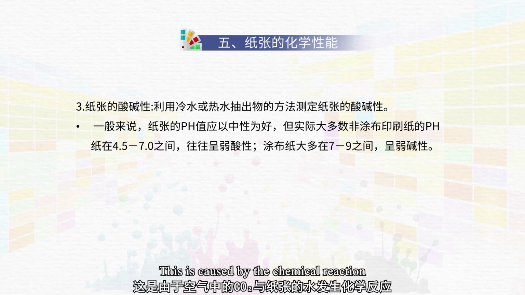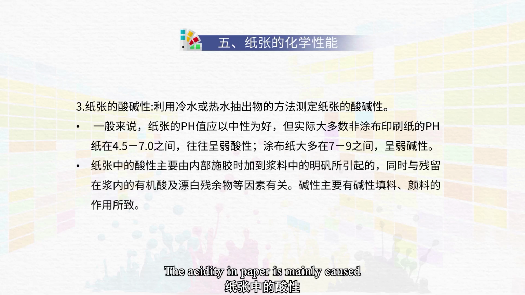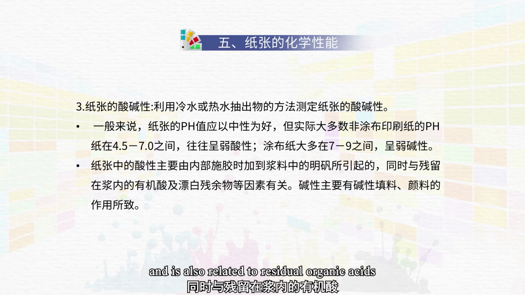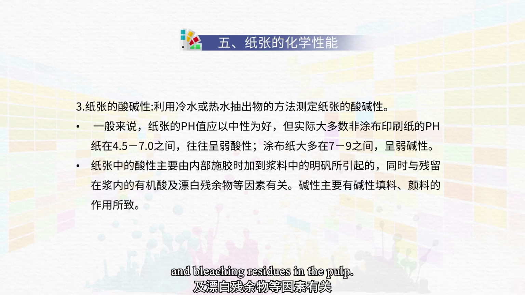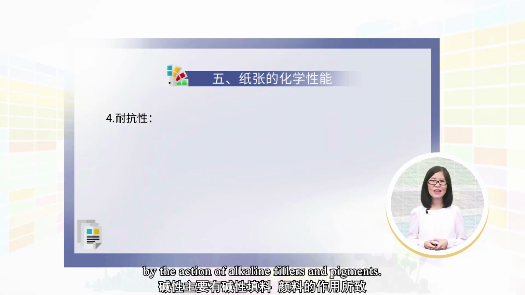This is caused by the chemical reaction between carbon dioxide in the air and the water in the paper to form weak acids. The acidity in paper is mainly caused by alum added to the stock during internal sizing, and is also related to residual organic acids and bleaching residues in the pulp. Alkalinity is mainly caused by the action of alkaline fillers and pigments.